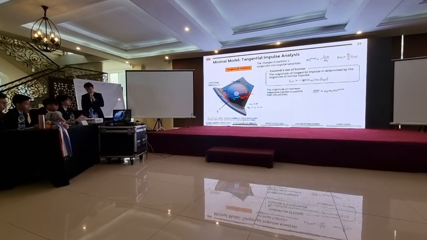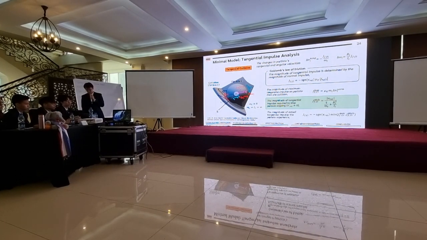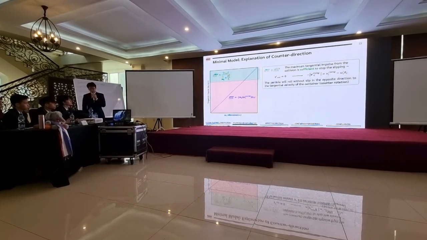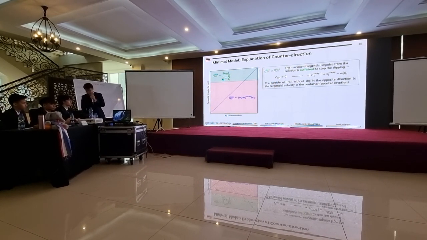The main comparison is between this impulse and the actual magnitude of the tangential impulse in the opposite direction to the initial relative velocity. If the tangential impulse from the wall is sufficient to stop the slipping, the particle will roll constantly in the opposite direction to the tangential velocity of the container. This results in counter-rotation movement.